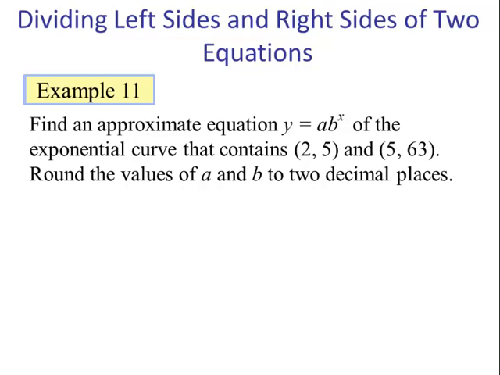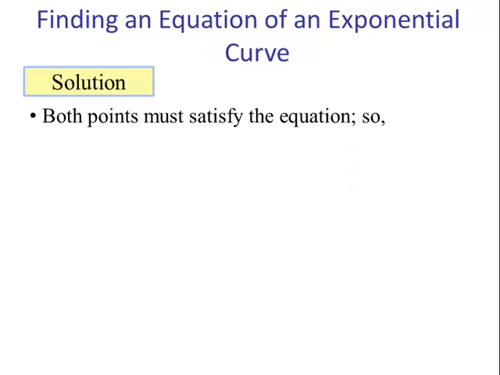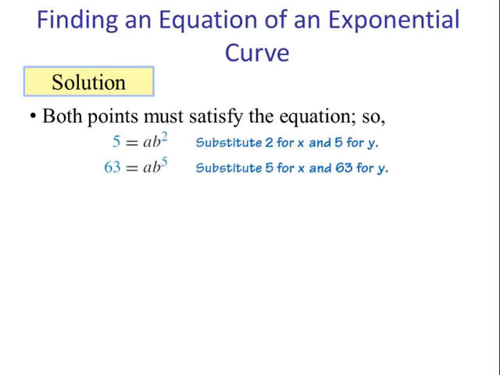Example 11. Find the approximate equation y equals a times b to the x power of the exponential curve that contains (2, 5) and (5, 63). Round the values of a and b to 2 decimal places. Unlike example 10, where we were given the y-intercept, we're given 2 points and we don't know what the y-intercept is. We have to find it. Since both points must satisfy the equation, we have 2 different equations. We need 2 equations because we have 2 unknowns. We don't know a and we don't know b.